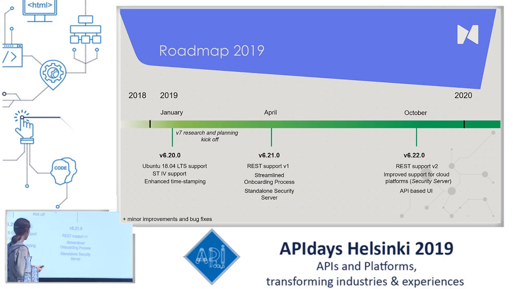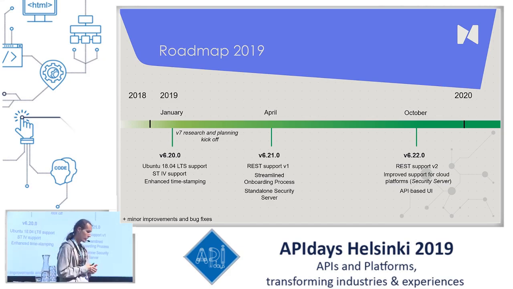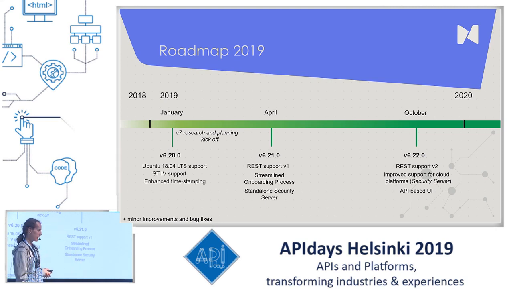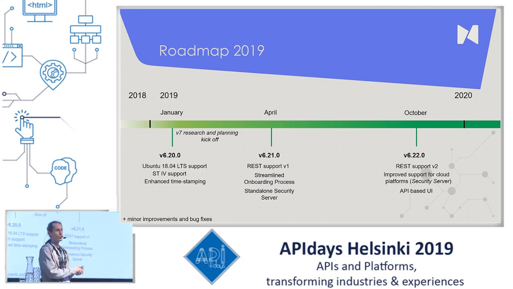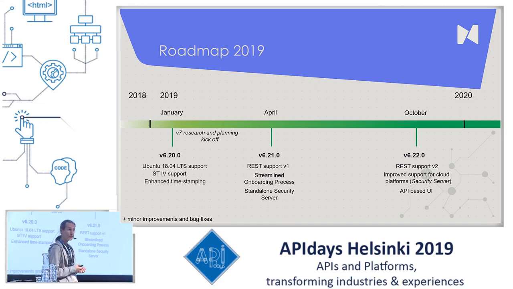Here's our roadmap for this year. We have already released two releases. I think that one of the most interesting things for this year, and also when we think about X-Road version 6, which is the current version being used in Finland and in Estonia, is support for REST services. So until April 2019, X-Road supported only SOAP services, which was a big challenge for most of the organizations, at least in Finland.